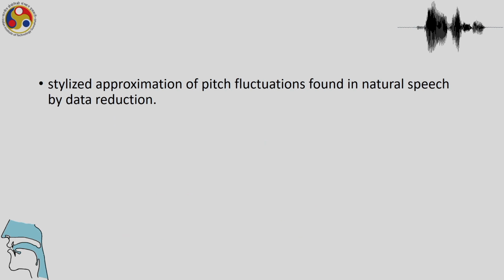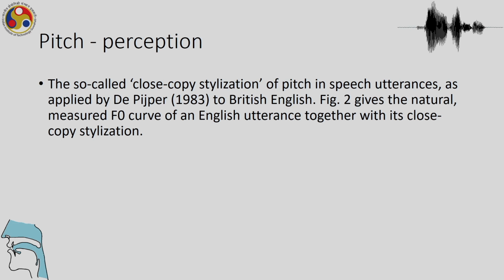So, now we come to the stylized approximation of pitch fluctuations in natural speech. Why do we have stylized approximation of pitch fluctuations? Because, as we just talked about, what you see in the fundamental frequency, the short, sharp rises and falls, are actually not even perceived by human speakers. So that is why we have stylized approximation, which takes away these small changes which are not perceived by speakers. And that brings us to the perceptual model of pitch, called the close copy stylization of pitch in speech utterances, applied by Piper to British English.